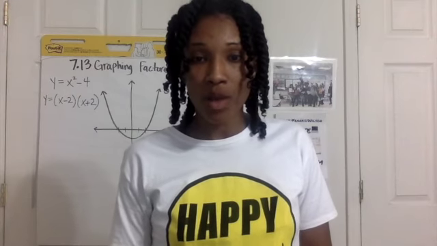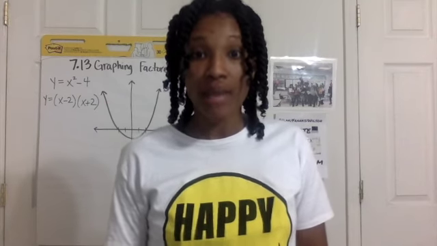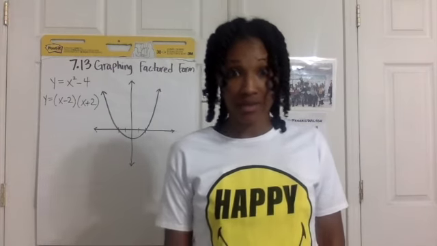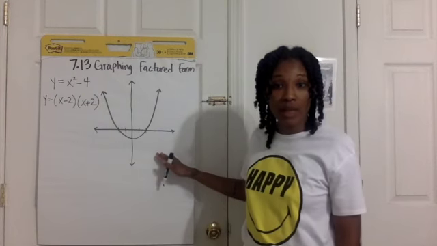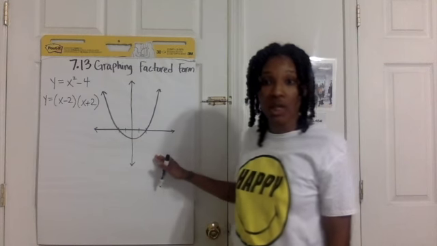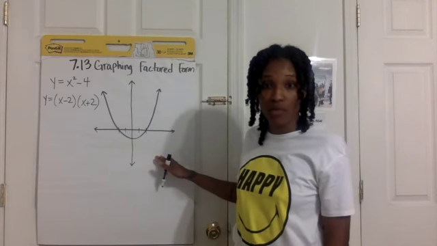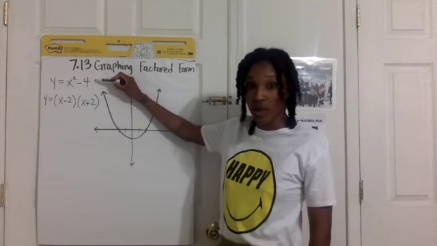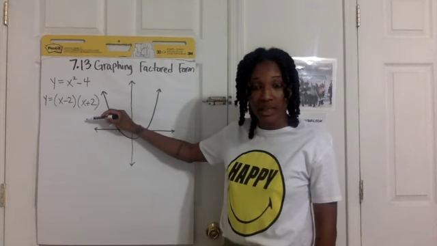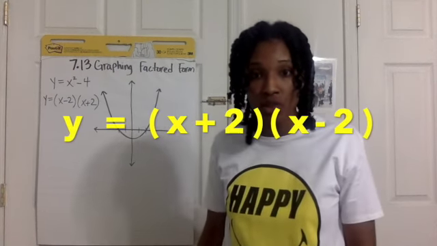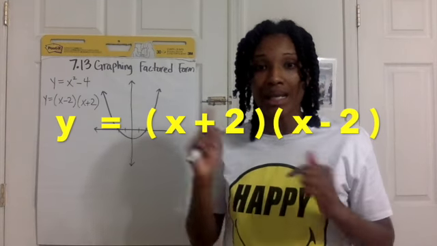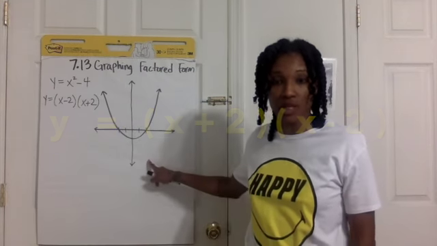Happy Monday and welcome back to our remote learning classroom. This week we're going to be focused on graphs. The parabola that we're going to be looking at today is for the equation y equals x squared minus 4. That's the standard form equation. When I factor it, I get y equals (x + 2)(x - 2). Either equation is going to give you this graph.